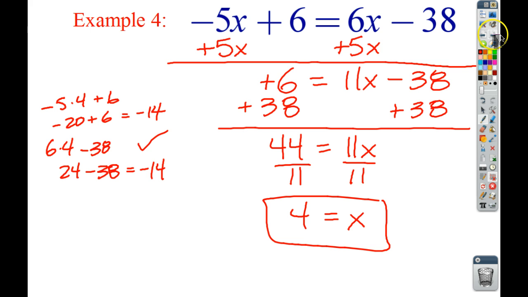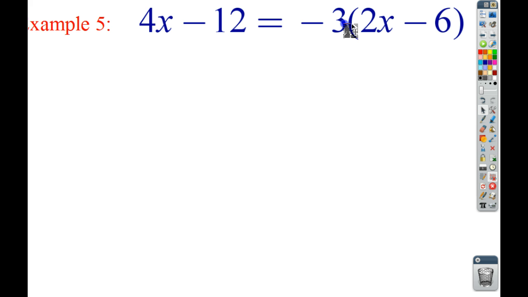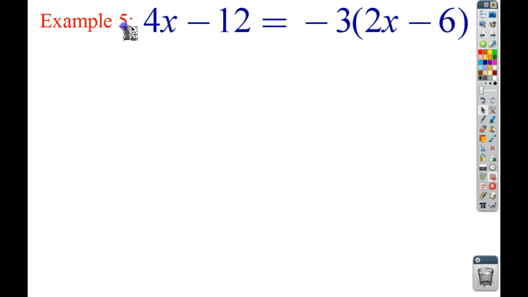All right, let's do one more here. Why don't you go ahead and try this one? This one is a little bit funky, a little bit more challenging, kind of combining our last lesson along with what we're doing right now. Make sure that's a negative 3 here. So go ahead and try solving this one.